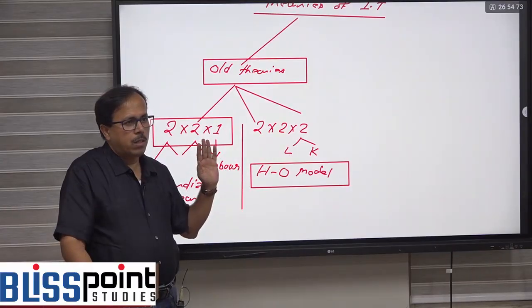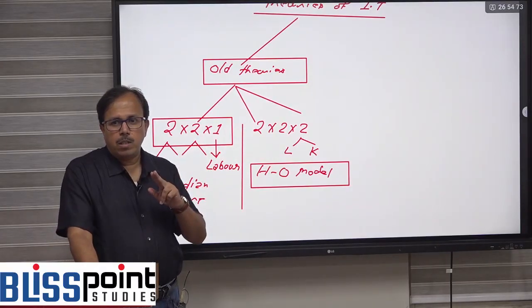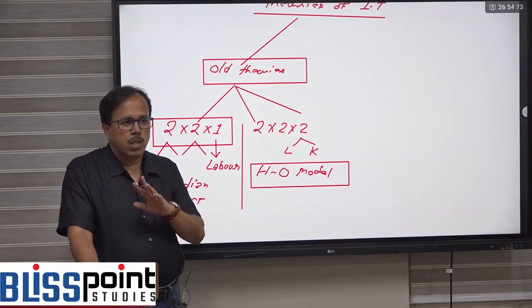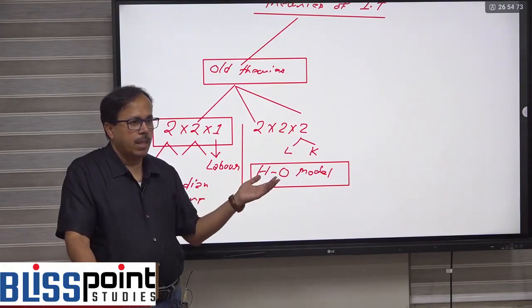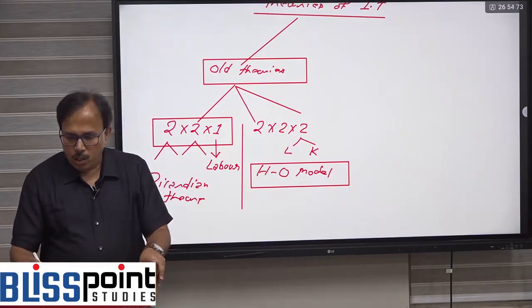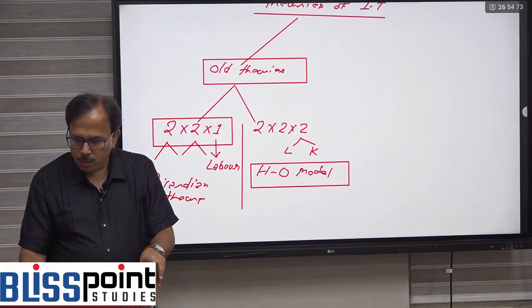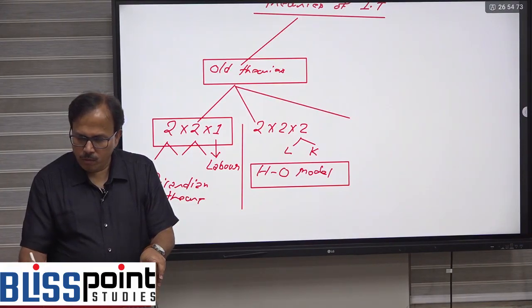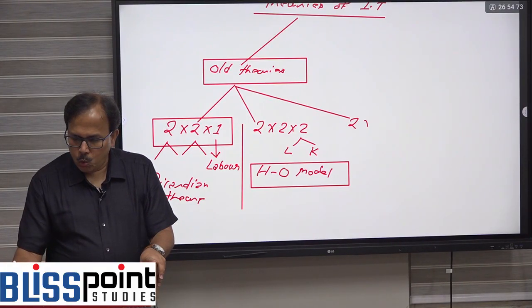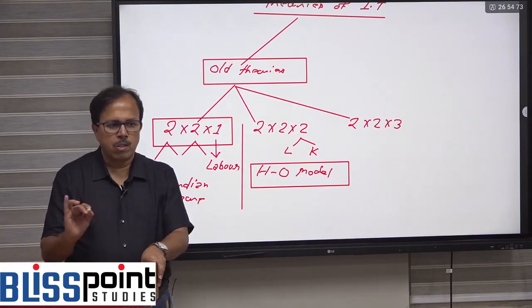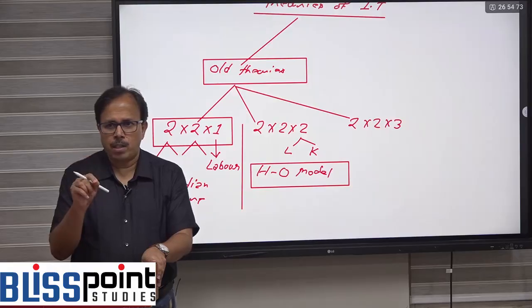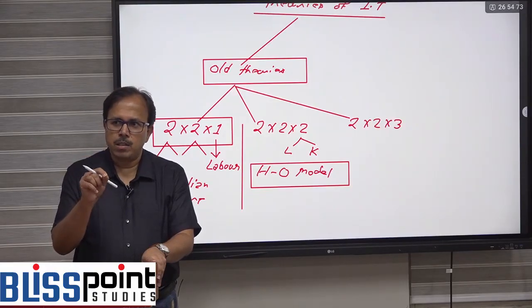HO model says what? Two countries trade because they have different resources. Resource का difference है. That is why they trade. Then you move from 2 by 2 by 2. This is a second. Move to the third one, which is a 2 by 2 by 3. If you arrange in this form, the concept will become easier. You will start with the one factor, then two factor, then three factor.